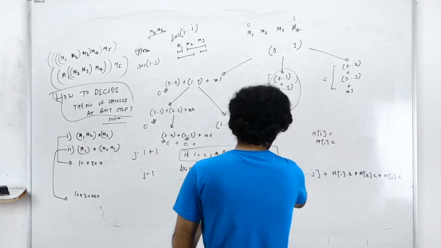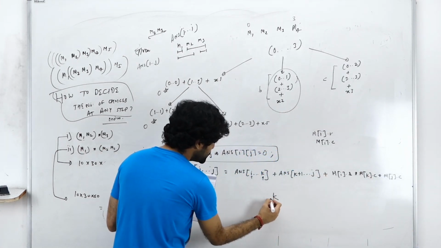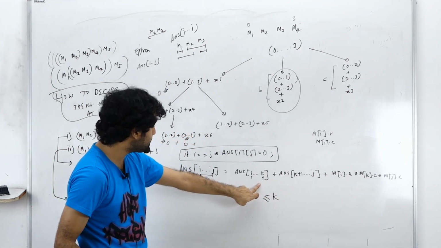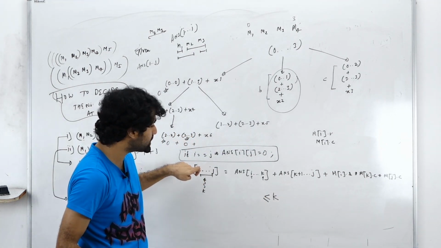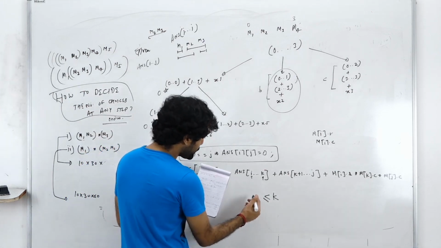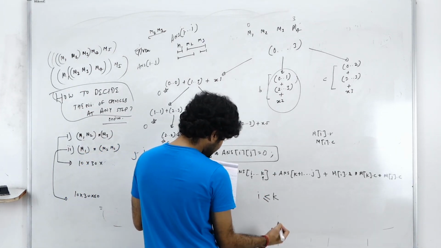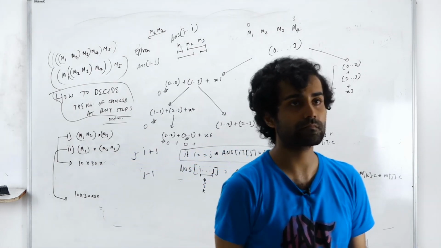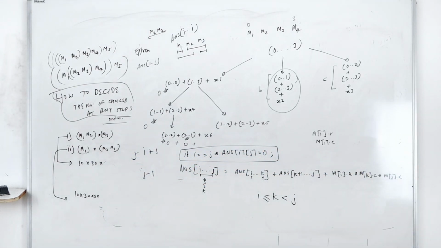Now this thing has to be computed for different values of k. Can you tell me from where to where the k should lie? I cannot do it just for k equals i or just for k equals j minus 1. I need to do it from k equals i till k equals j minus 1. Does that inequality that I have written make sense? Yes or no? Guys, does that make sense? Okay. Now let us write the code for this.